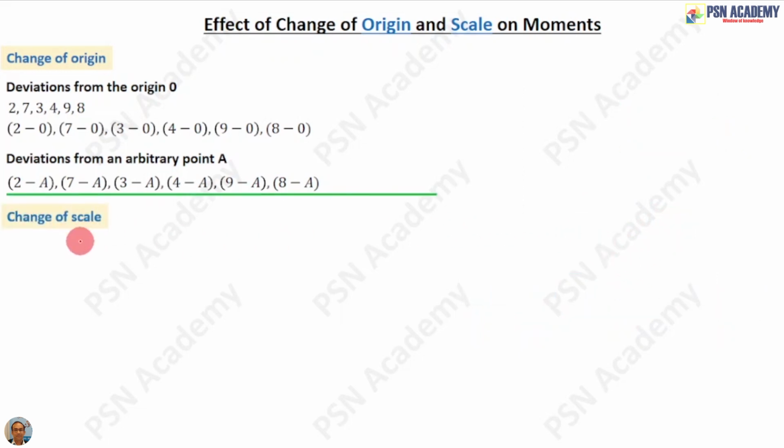Now we move to change of scale. How will you change the scale of deviations? If you divide the deviations by some number h, which is not equal to 1, then you will have a change in scale.